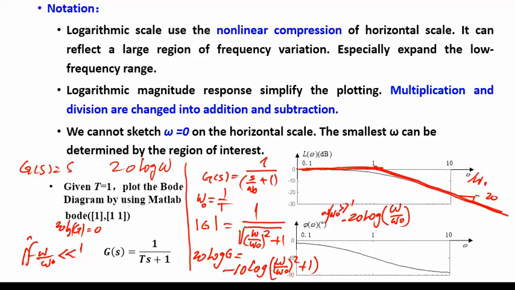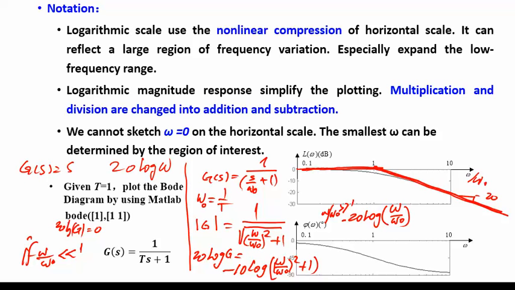Now we go to the phase. This is the magnitude only. What about the phase? What is the phase angle in this case? It is tan inverse of the imaginary part over the real part. And since this is a pole, the phase angle is minus tan inverse of the imaginary part over the real part. What is that? It is minus tan inverse omega over omega 0, right? Because the real part we made it 1 here.